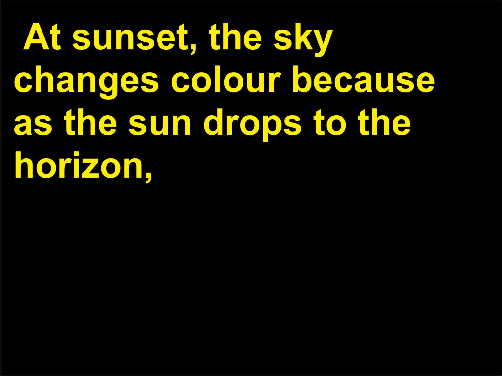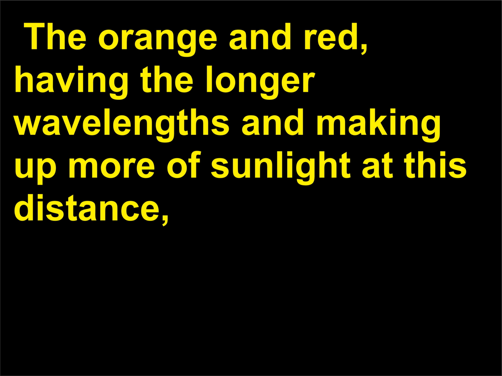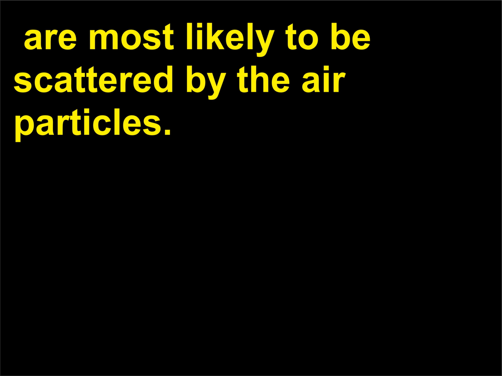At sunset, the sky changes color because as the sun drops to the horizon, sunlight has more atmosphere to pass through and loses more of its blue wavelengths. The orange and red, having the longer wavelengths and making up more of sunlight at this distance, are most likely to be scattered by the air particles.